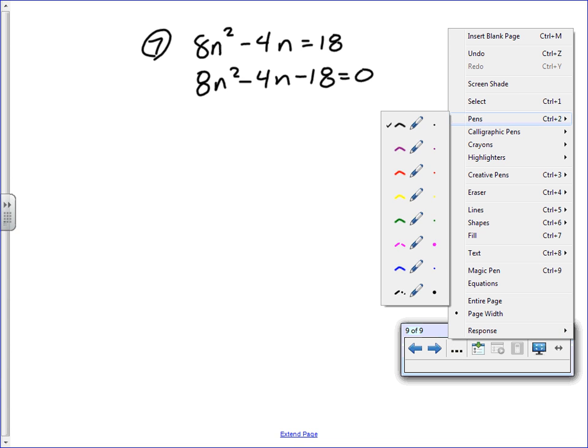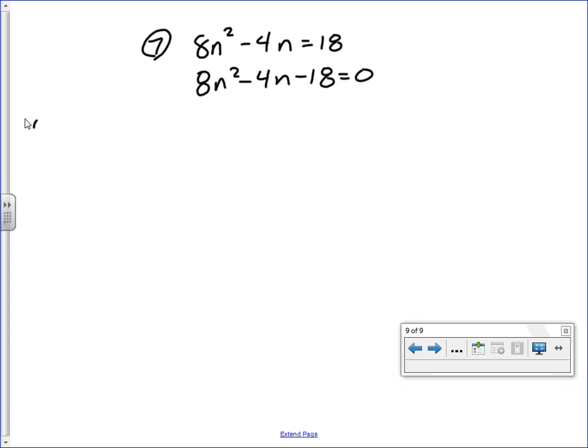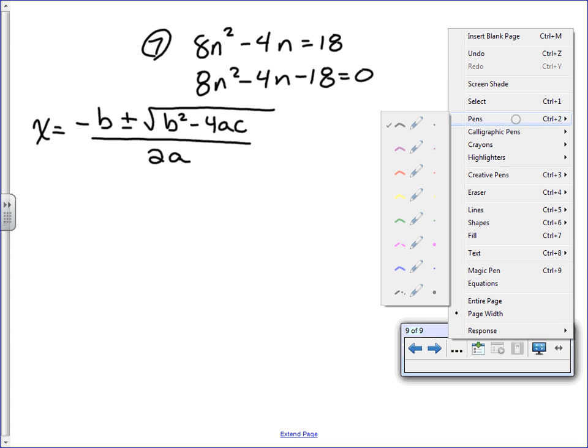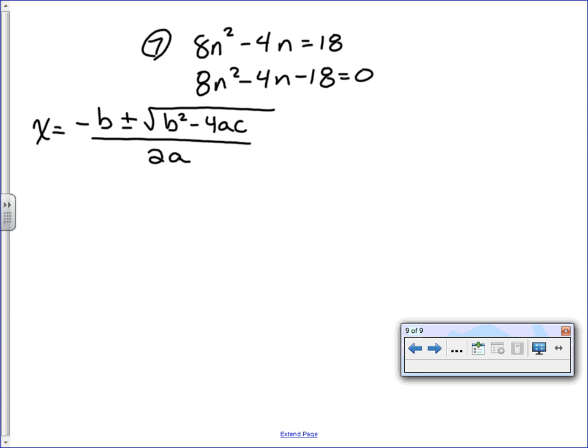All right, now that we have that, let's go ahead and use the quadratic formula, or write it down. It's negative b plus or minus the square root of b squared minus 4ac, divided by 2a. I write it down each and every time just so you can see the formula itself. You can write it down once or every single time. I'll leave that up to you.